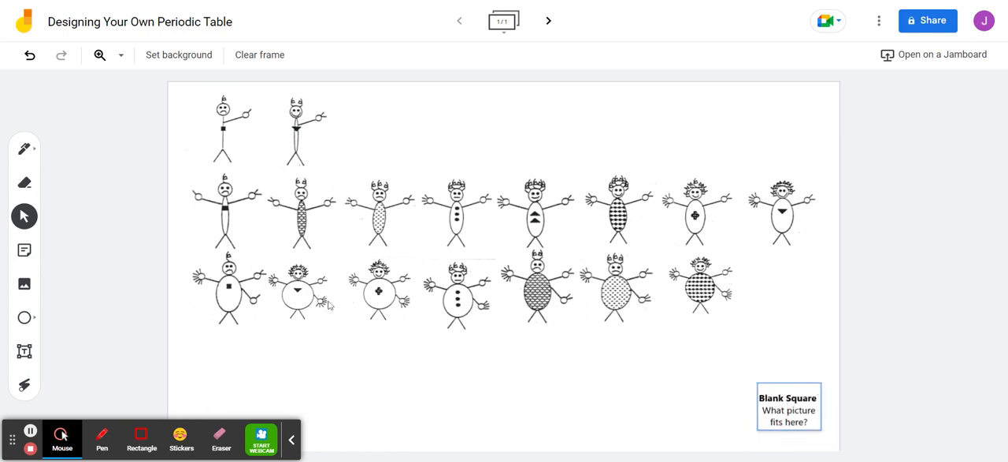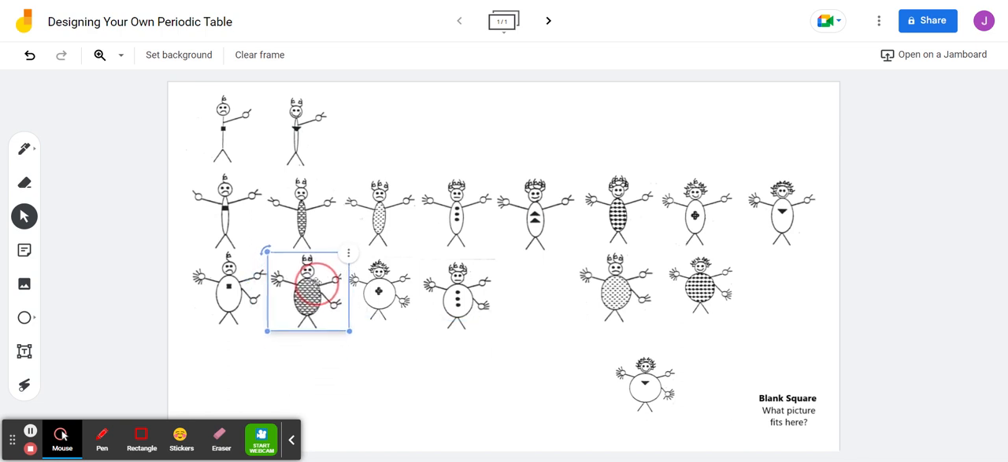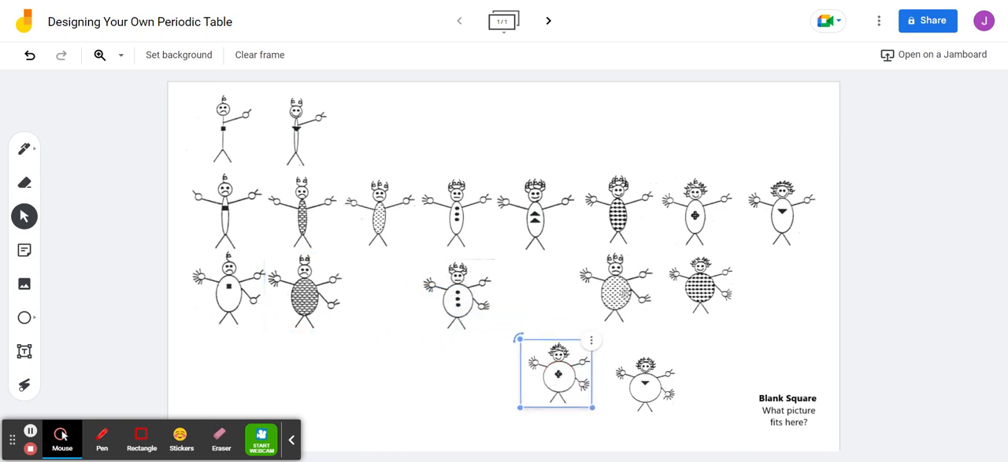Notice that in the third row, every character has 2 fingers on the upper right hand. They all have 8 fingers on the hand on the left, but they have differing numbers of fingers on the hand to the lower right. Students, what if we followed that same pattern of increasing the number of fingers on the new hand from left to right? Take a look at what happens.